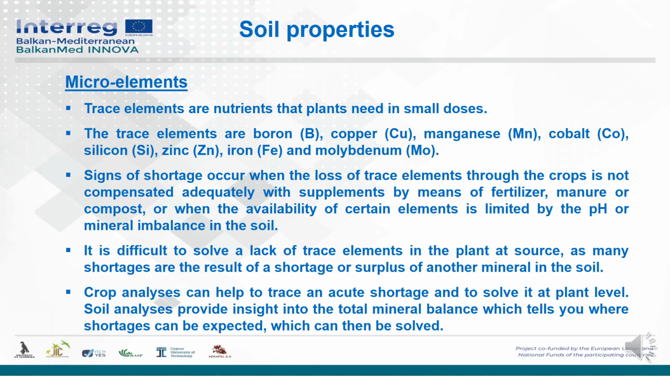It is difficult to solve a lack of trace elements in the plant at source, as many shortages are the result of a shortage or surplus of another mineral in the soil. Crop analysis can help to trace an acute shortage and to solve it at plant level. Soil analysis provides insight into the total mineral balance, which tells you where shortages can be expected, which can then be solved.